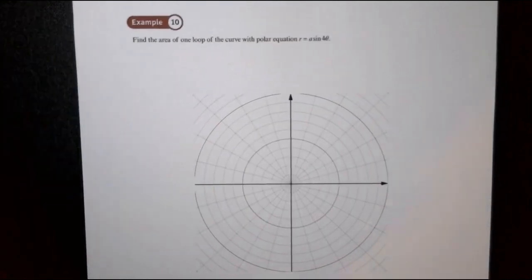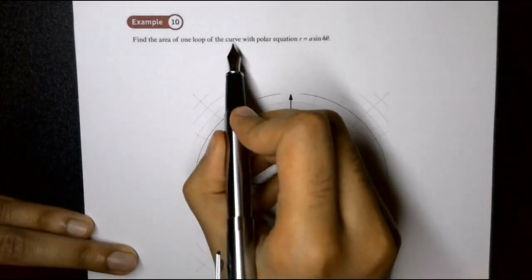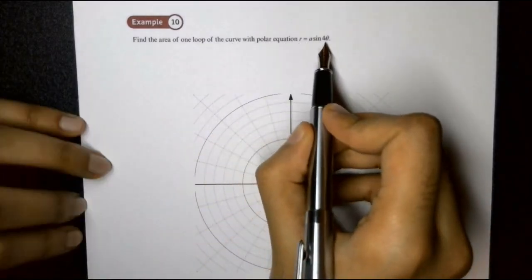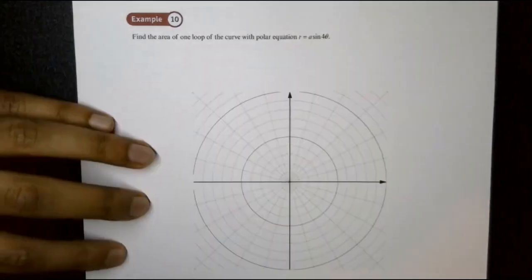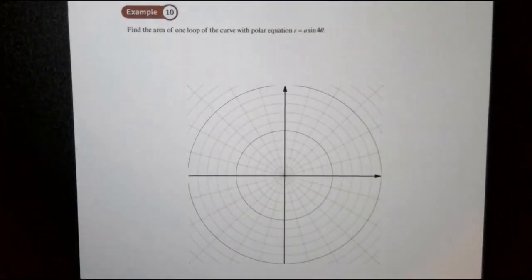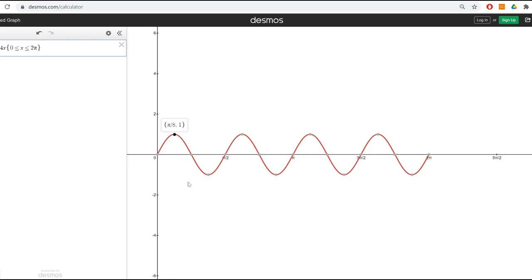Example number 10, we have to find the area of one loop of the curve with polar equation r equals a lots of sine of 4 theta. Now, if we actually sketch the graph of sine 4 theta in between 0 and 2 pi, you can see the graph looks something like this. And we want where the graph is positive, so the graph is positive between 0 and pi over 4. So we need to consider the graph in between 0 and pi over 4.